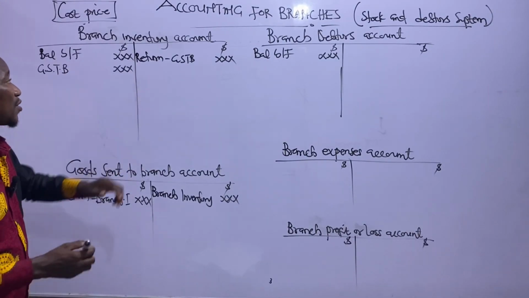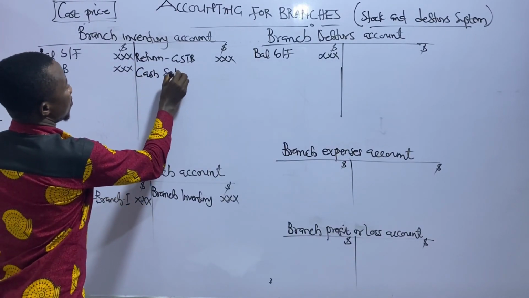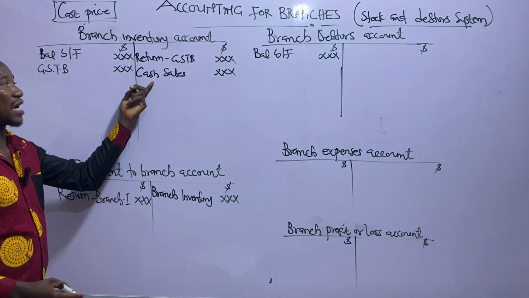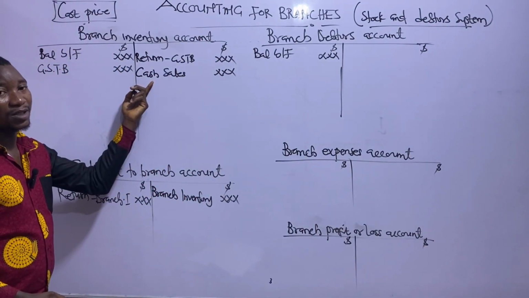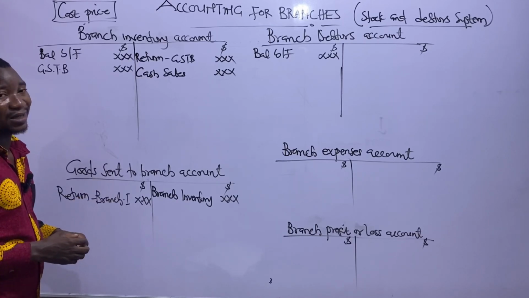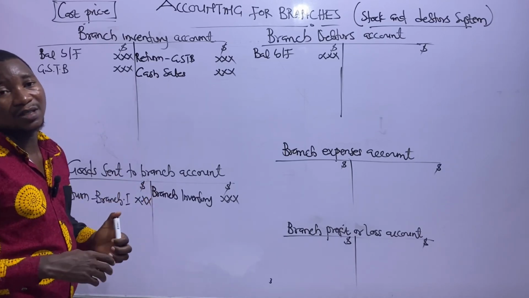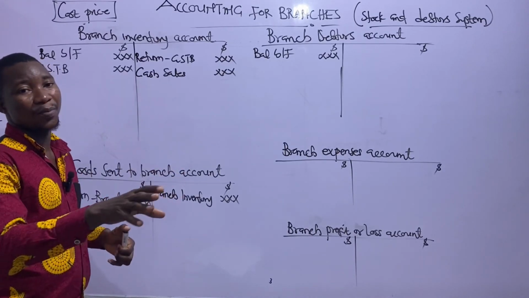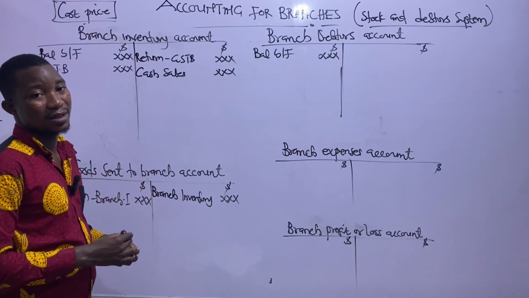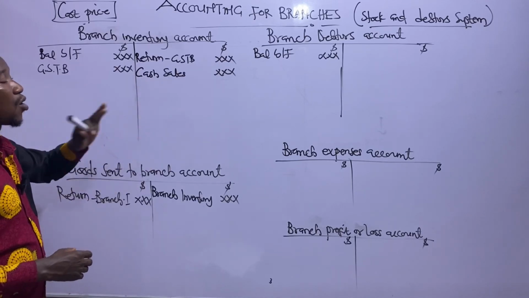So we credit the branch inventory account as a result of a cash sale. So the corresponding entry will be at the debit side of the branch cash account. Is that okay? The reason why I didn't open the branch cash account is that it is not much relevant, because most head offices will ask the branch to open a local bank account where every sale will be deposited.